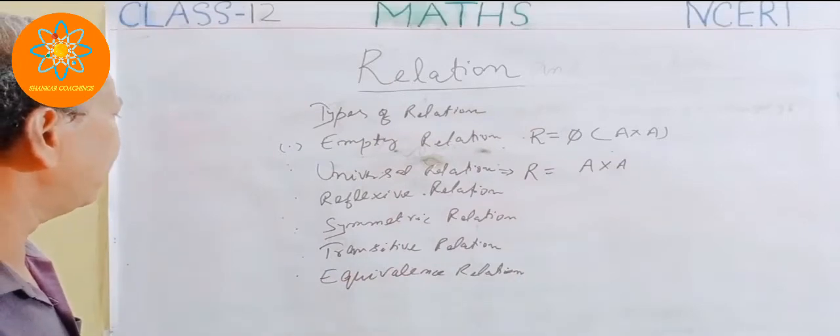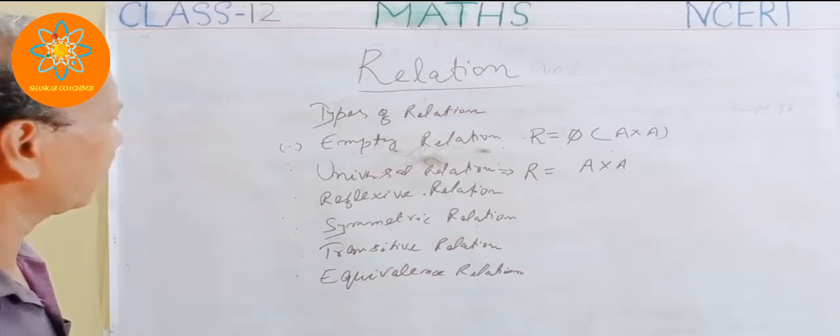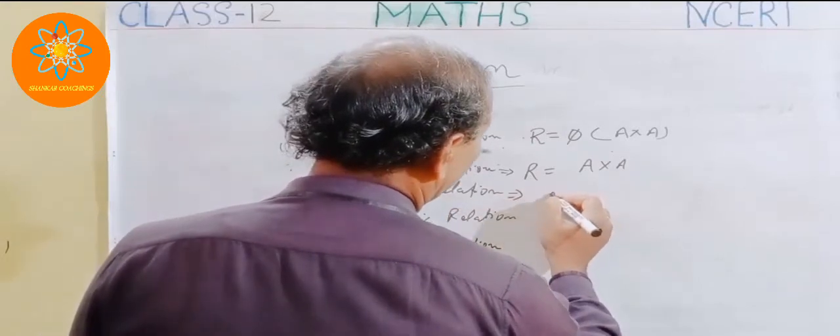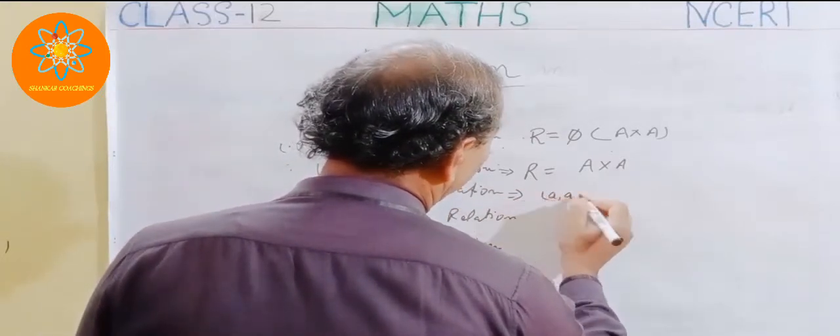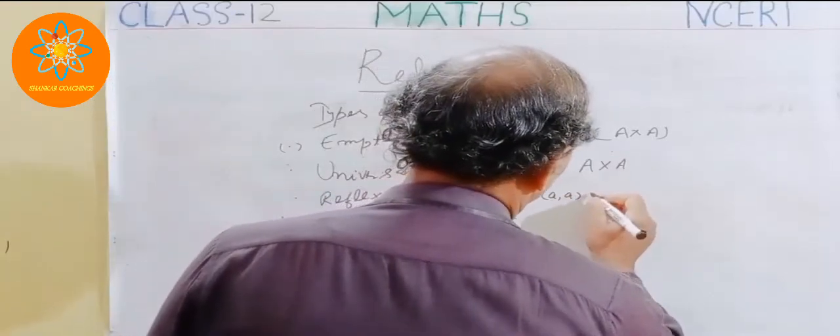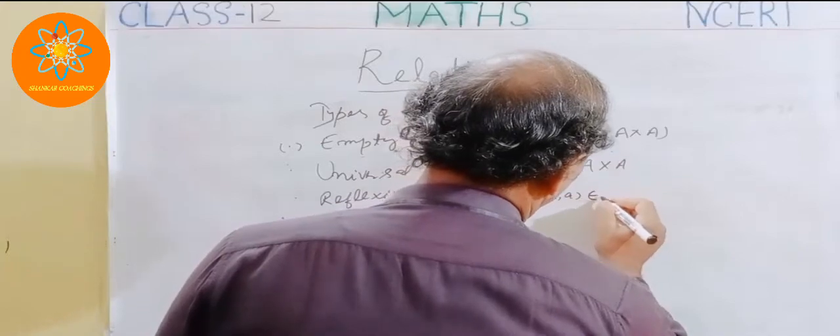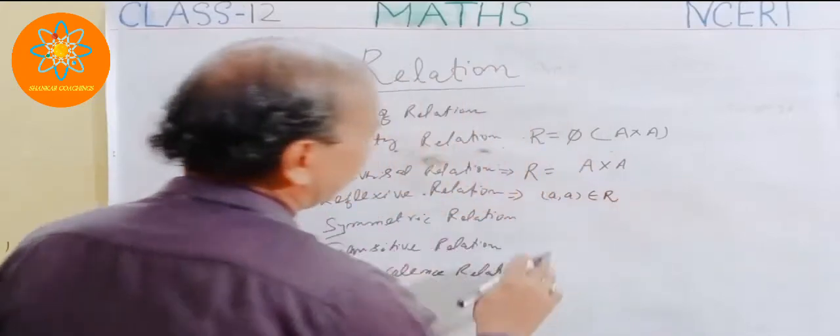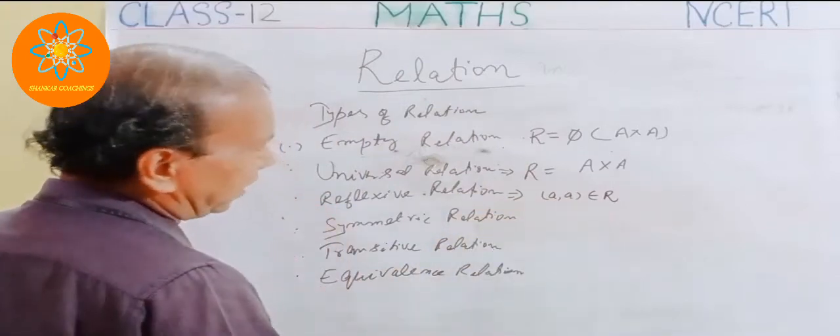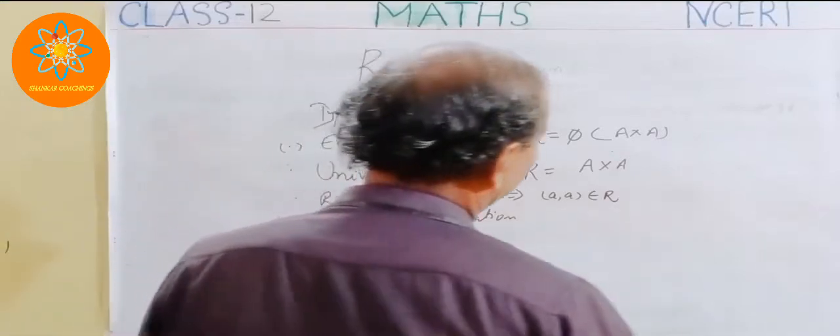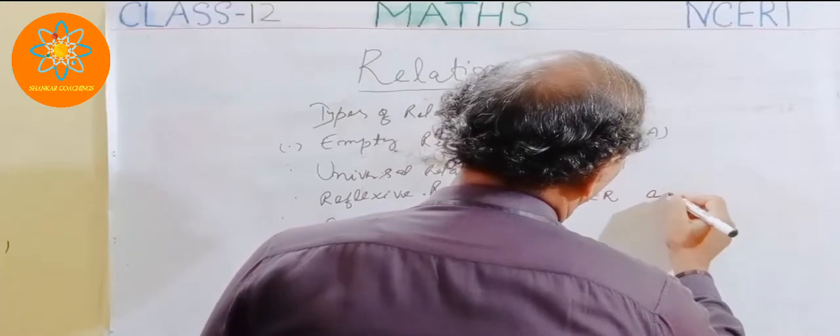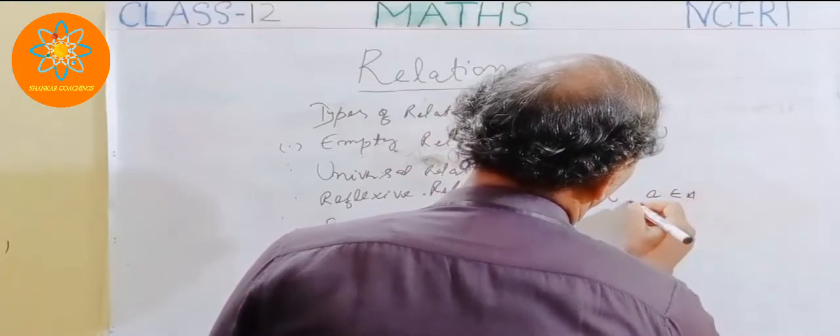Now the next relation is your reflexive relation. In the reflexive relation, suppose the ordered pair A, A is given, and this is a member of this R. So (A, A) is a member of R. In this case, it implies what? Where your A is a member of A.